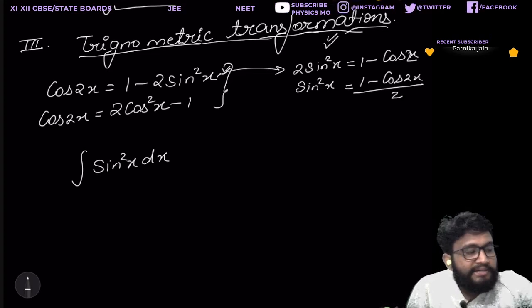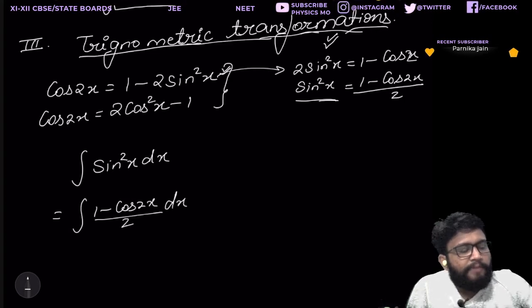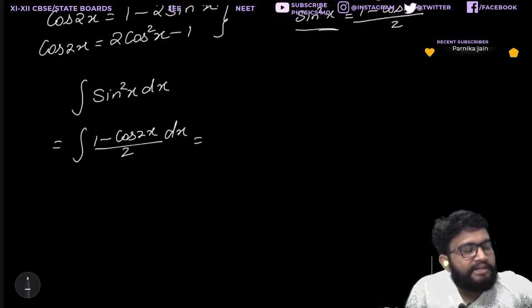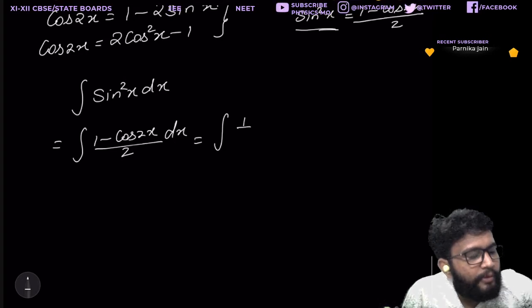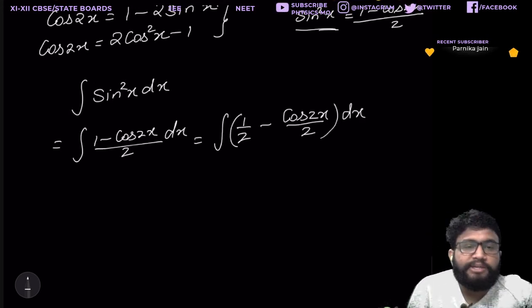So you can write this trigonometric transformation here, and this integration will be transformed to integration of (1 minus cos 2x) divided by 2 dx, and now you have to integrate it. What we can do is integrate it like integration of 1 upon 2 minus cos 2x upon 2. And you know that if there are two different terms, we can integrate them individually.